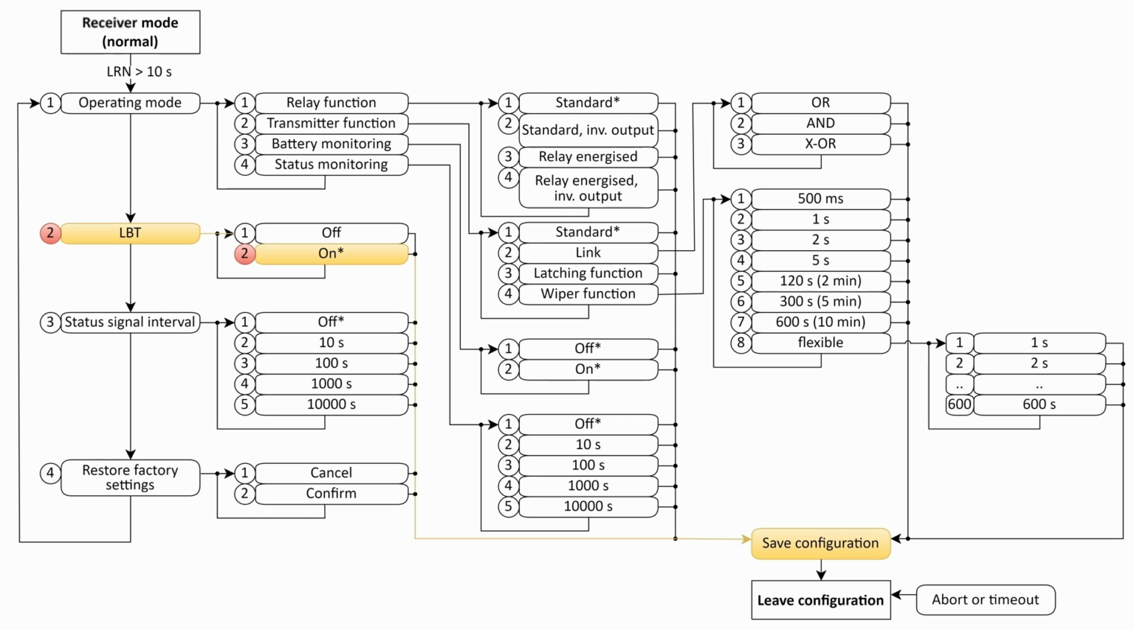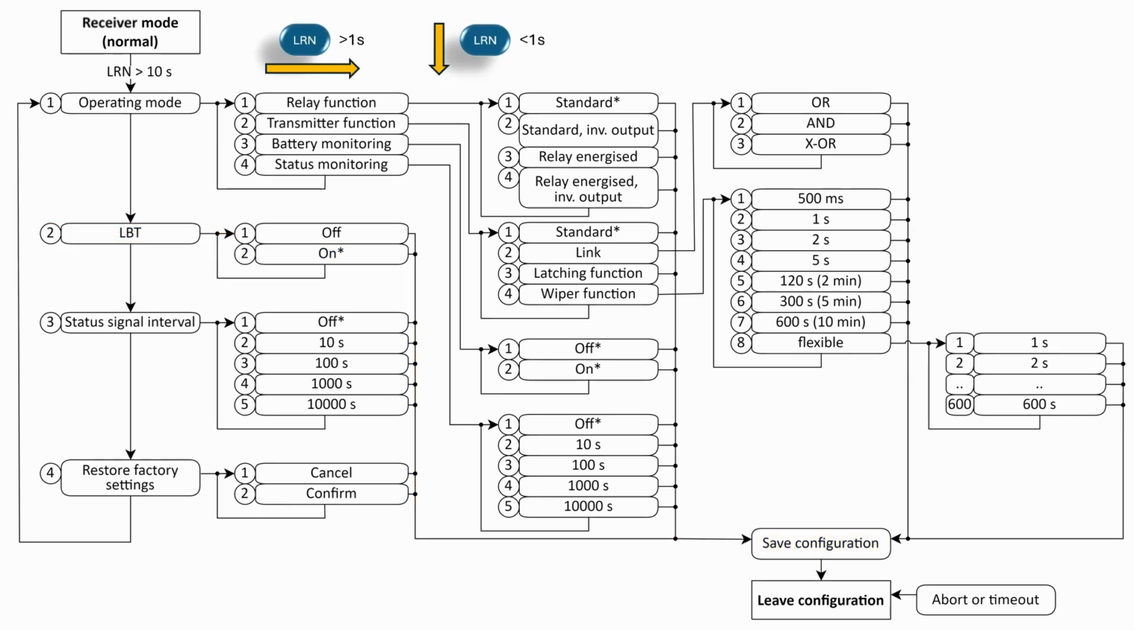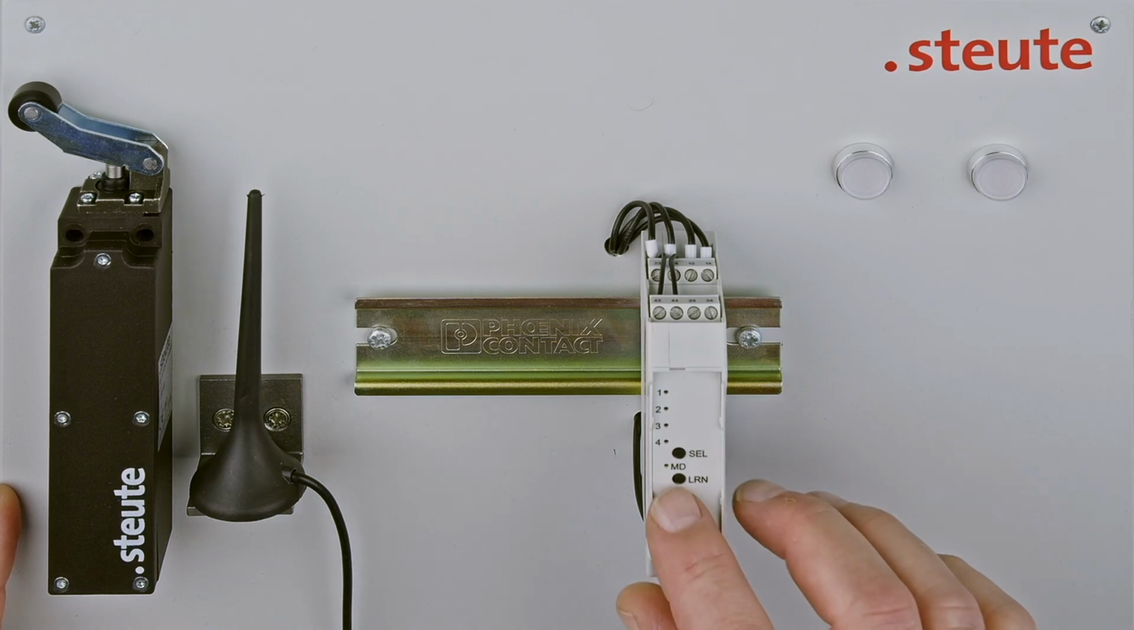In order to be able to follow the programming process, we need to understand how we move in programming mode. If I press the learn button for at least 1 second, I move to the right. If I press it briefly for well under a second, I move downwards. Translated into activation of the listen before talk function, this means that in LBT mode we have to move to the right once, then we have to move down once to on, then to the right again to save the configuration. That's what we'll do now.